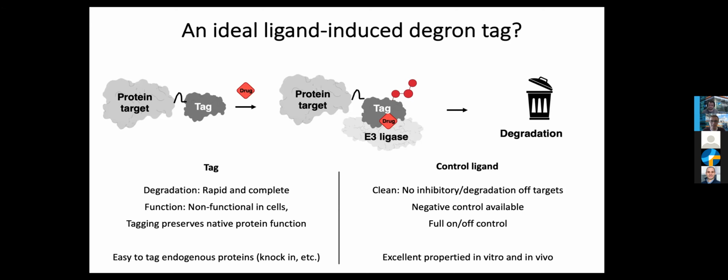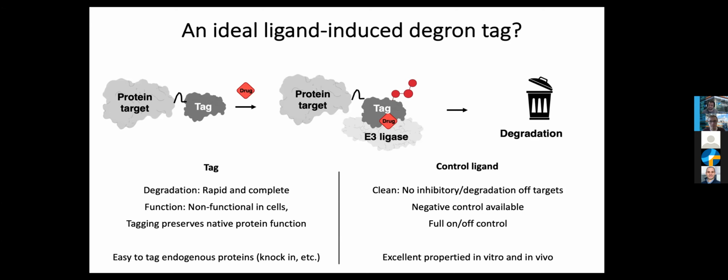And finally, the second step, it has to be controlled. So the way current degradation tags are controlled is with the addition of the ligand. So the ligand has to be clean, so to say. It shouldn't have an inhibitory function or any degradation of the target. It should be effectively scalpel-like selective to a specific degradation tag.